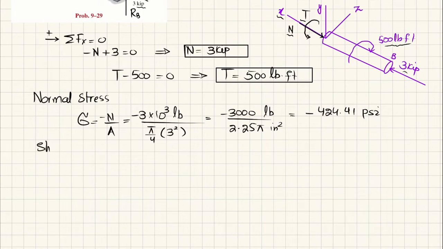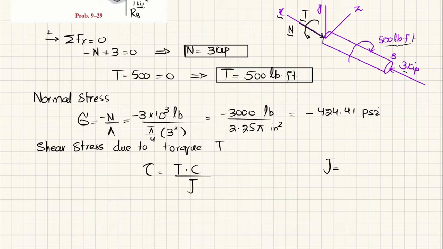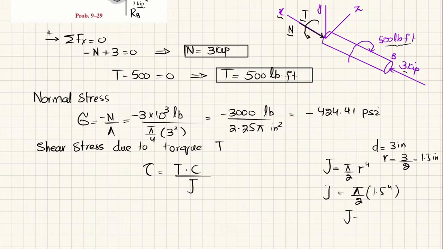Now we'll find the shear stress due to torque. We know that shear stress due to torque T is equal to T into c divided by J, where T is torque, c is the radius, and J is polar moment of inertia. So J for a circular rod, if d is equal to 3 inch, radius will be equal to 3 divided by 2, which is 1.5 inch. J for a rod having radius r is given as pi by 2 r power 4. Clear? So pi divided by 2 into 1.5 power 4. When you calculate it, you will get 2.53125 pi inch power 4. And c is the radius, the distance from the neutral axis to the topmost, that is 1.5 inch.